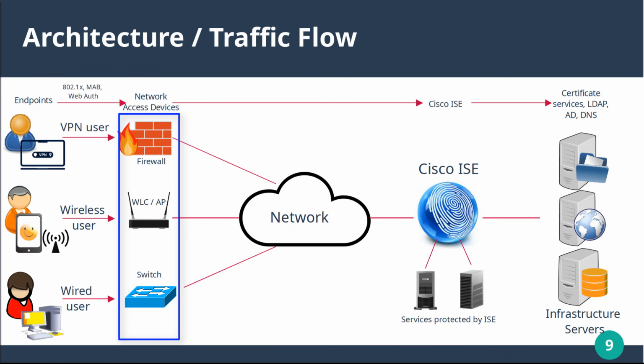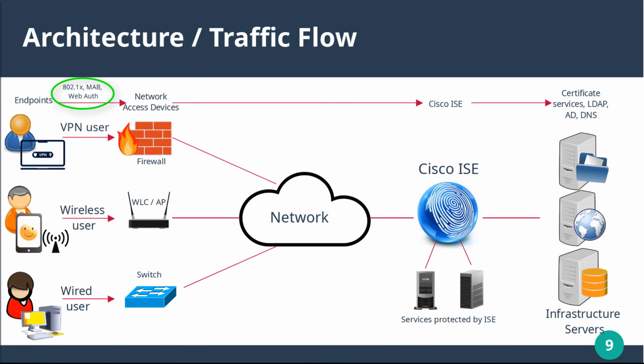Then we've got access points or wireless LAN controllers, AP or WLC, which manage wireless connections. Then we have switches, which provide LAN connectivity with authentication capabilities. They initiate authentication requests using protocols such as 802.1X for supplicant-based authentication or MAC address bypass for non-supplicant devices. So these are devices that do not support 802.1X, like printers. And then there's WebAuth for web-based login.